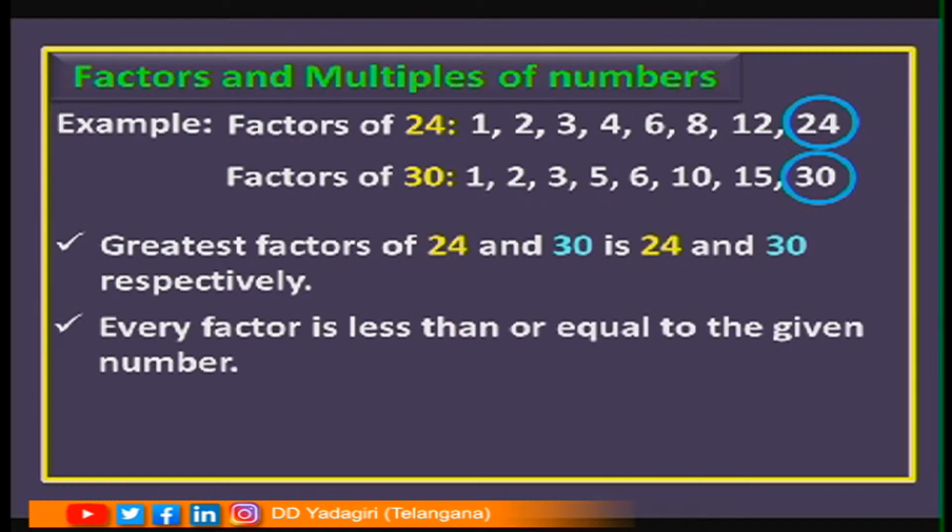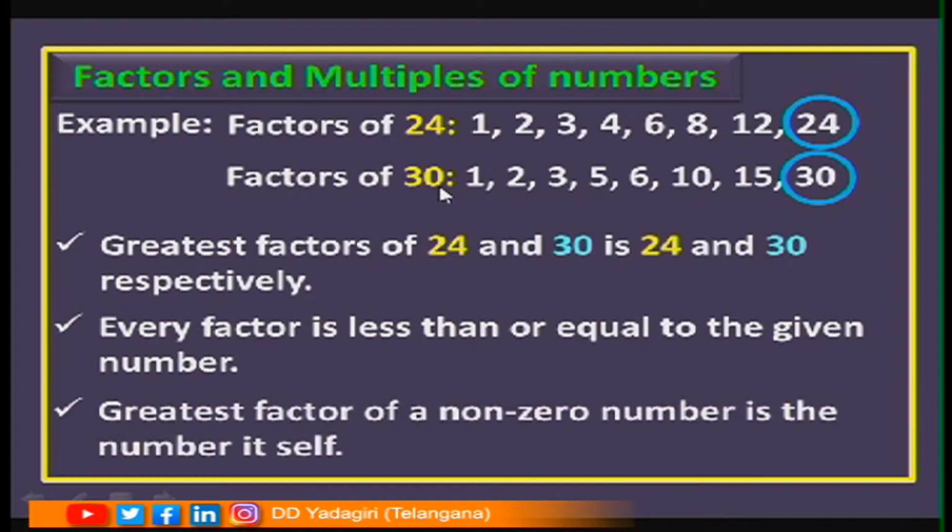Now, let us move on to the next one, that is every factor is less than or equal to the given number. Let us see all these factors, children. What are the factors of 24? 1, 2, 3, so on up to 24. If you notice, all these numbers are less than or equal to 24. All these up to 12 are less than 24, and 24 is equal to 24. Even for 30, all these factors up to 15 are less than 30, whereas the last factor is 30, which is equal to the number 30, isn't it, children?